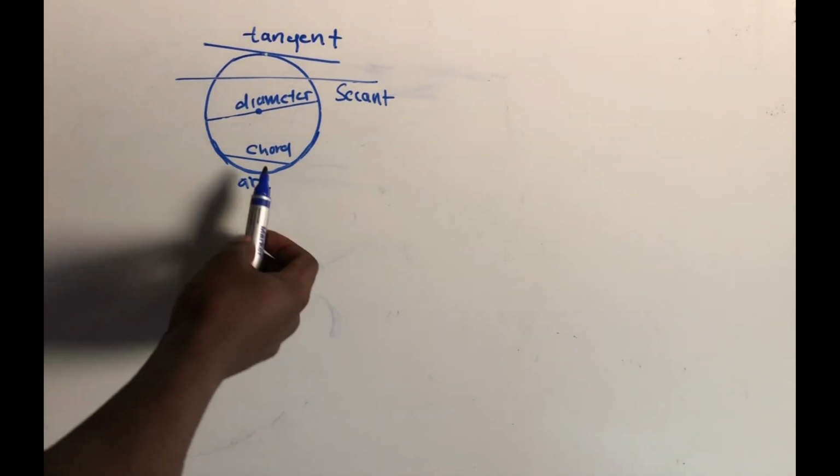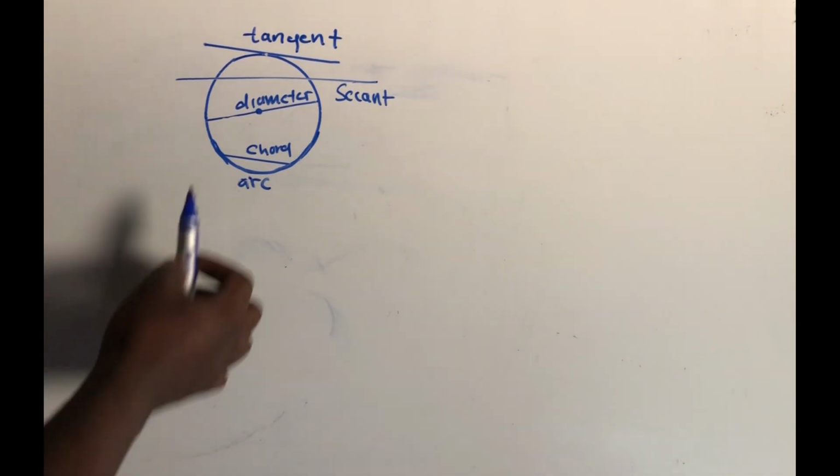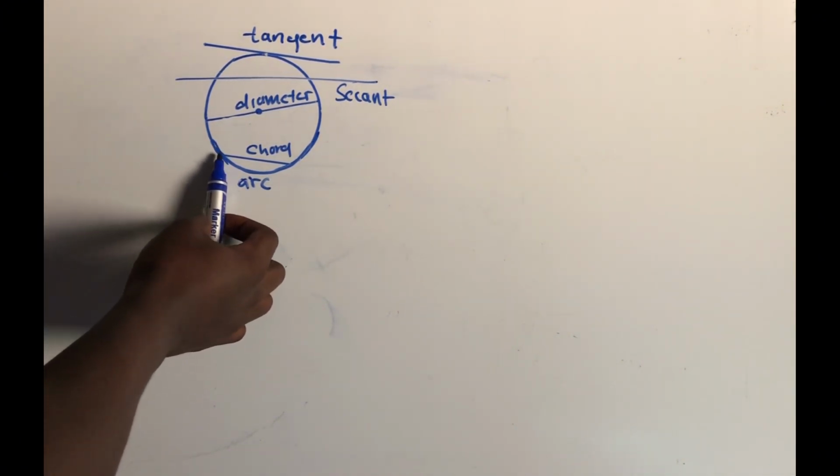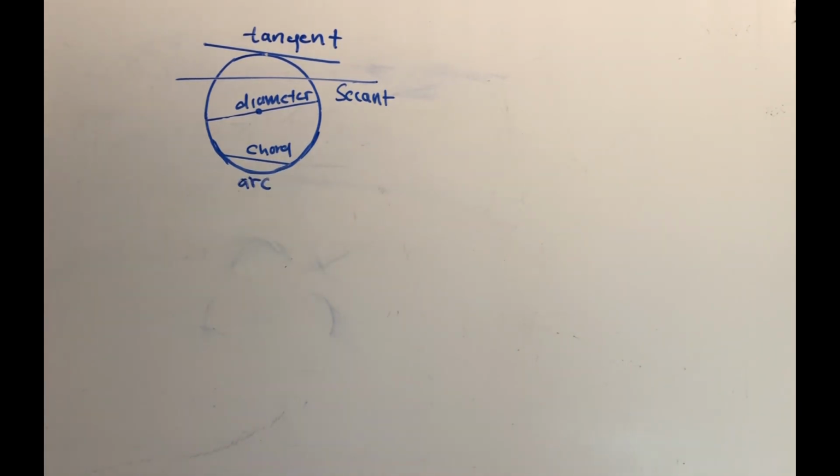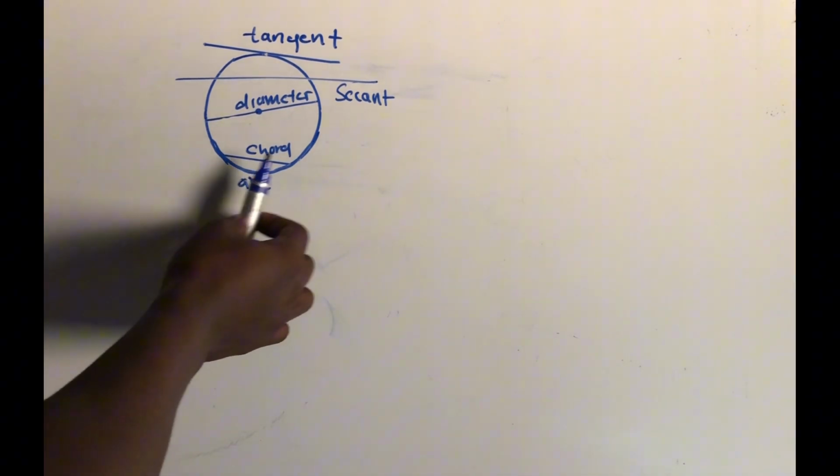And then we have a chord. A chord is a line drawn from one side of the circumference of the circle to the other side of the circle. So it's called a chord.